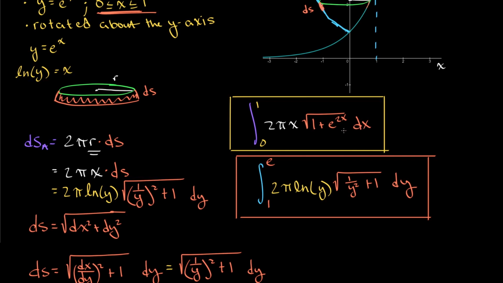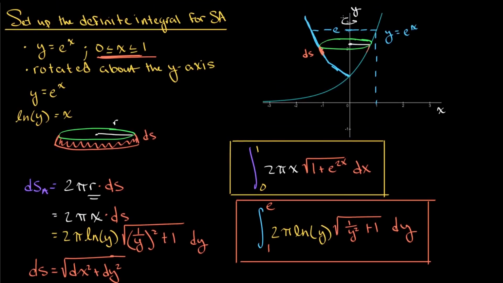But again, the important part to remember is when we're rotating around this y-axis here, these horizontal slices, their radius is going to be x, and how we represent x is determined by how we want to integrate. Do we want to integrate with respect to x or with respect to y? And that will determine how we solve for this little piece of arc length. So hopefully that clears up some questions that you had.